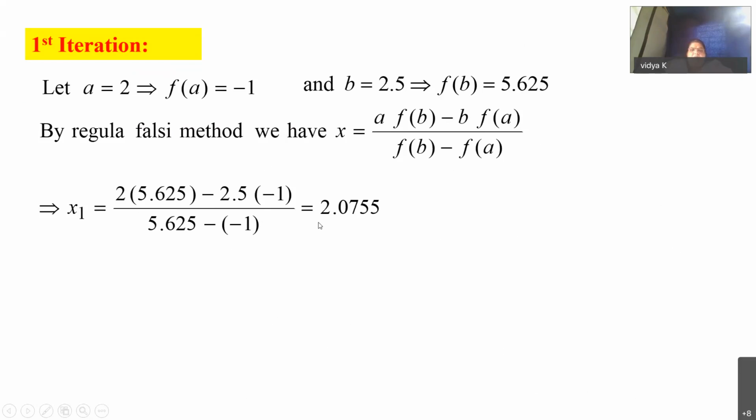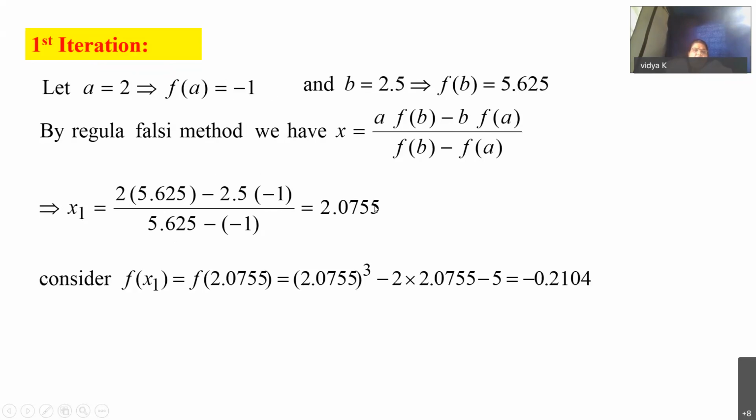Now substitute. So what is the first iteration value? You are not exactly getting the root. You are going closer and closer by repeating the formula. That is the beauty of numerical methods. So what is x1? What is a? You took 2 into f at b. f at b is 5.625, minus b, b is 2.5, into f at a, f at a is minus 1, divided by f at b, 5.625 minus of minus 1. Use a calculator to simplify. You get this.